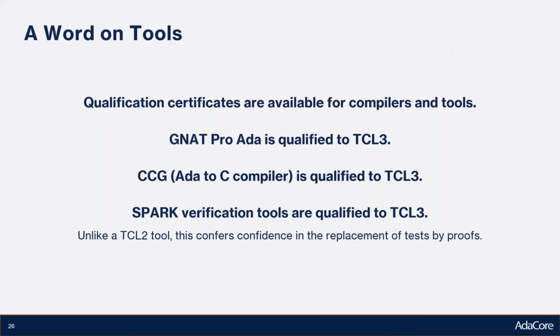Now, the tools that are important for qualification certificates are available. The GNAT Pro Ada compiler is qualified to ISO 26262 TCL3. The Ada to C compiler is called CCG, and that is also qualified to TCL3, as are the Spark verification tools. The cool thing about the Spark verification tools being at TCL3 is that it confers confidence in the replacement of tests by proofs.